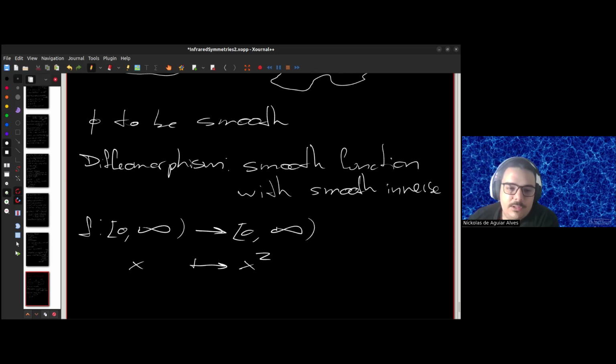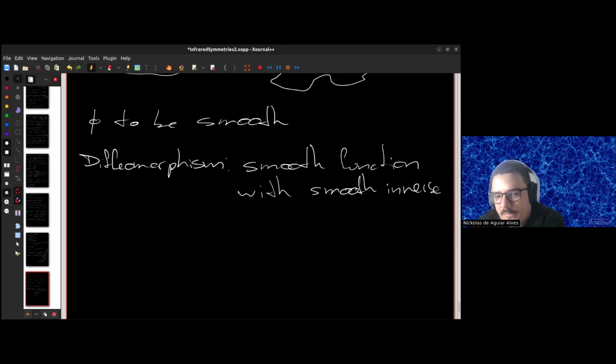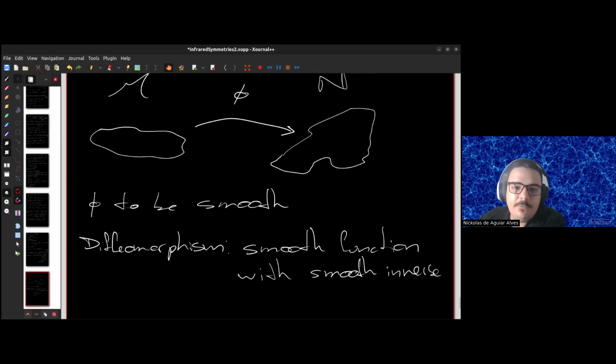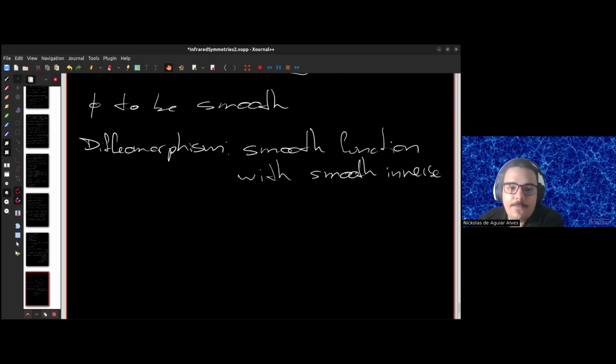So you have a few difficulties. This is the stereotypical example. I may be missing a few details here, and maybe this domain needs to be open. I don't really recall all the details right now. But if you look up examples of smooth functions that don't have smooth inverses, you will find examples because these guys exist. So you actually need to impose that the inverse is smooth. This is different from the case of a homomorphism in groups, because the inverse of a homomorphism, when it exists, is always a homomorphism as well. So for now, we want phi to be smooth.